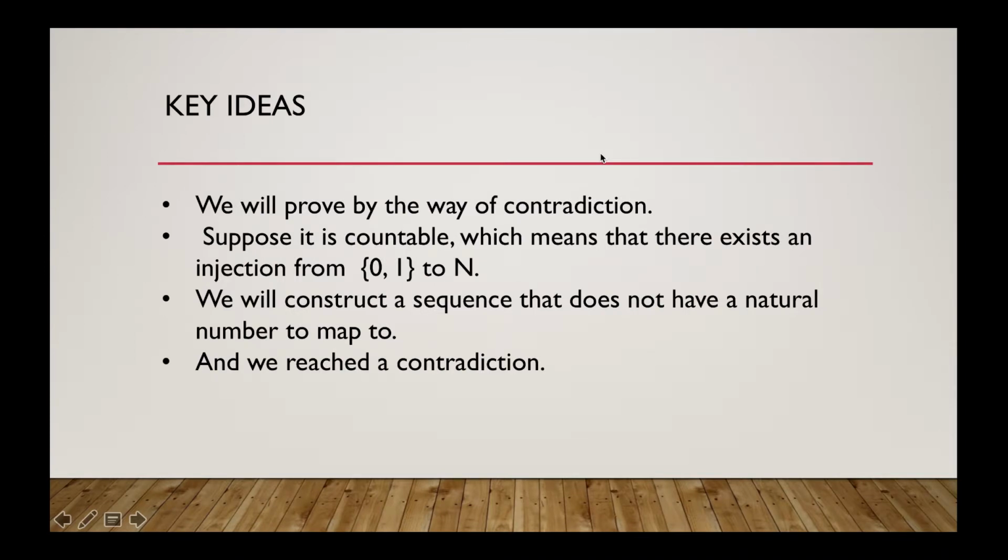Okay, to prove this claim, the key idea is to prove by contradiction. We suppose it is countable, which means that there exists an injection from the set of all infinite sequences consisting only of zeros and ones to the set of natural numbers. Then we'll construct a sequence that does not have a natural number to map to. Then we can reach a contradiction.